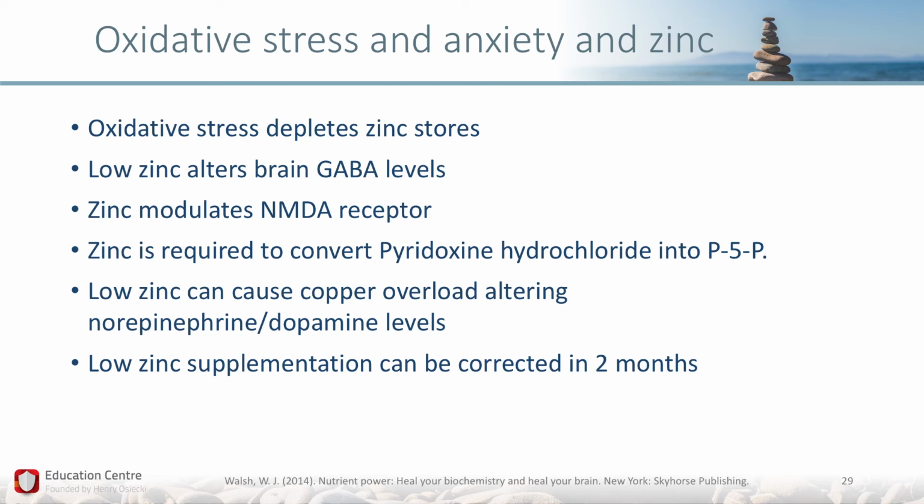It makes it very difficult to convert your pyridoxine hydrochloride, which is often found in a lot of supplements, into P5P, the active form that's found in the body. You can't convert that over. And we also know that zinc and copper have this antagonistic relationship. So keeping copper under control in the body relates very heavily to your zinc status. If you knock out your zinc, the copper level doesn't have anything to hold it in check. So copper overload can alter the norepinephrine and dopamine levels and cause a whole series of consequences, symptoms and anxieties out of that imbalance alone.